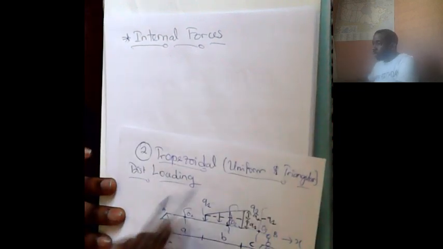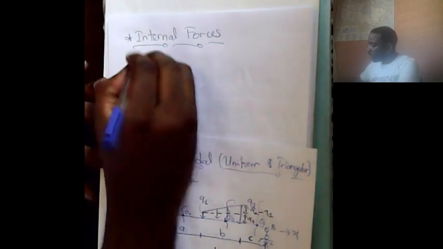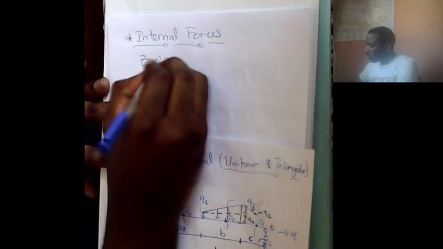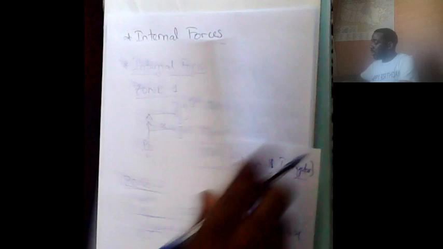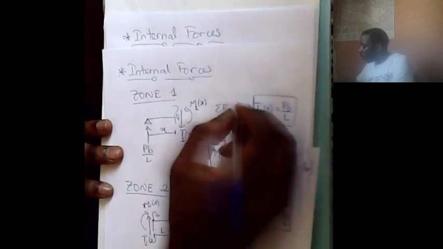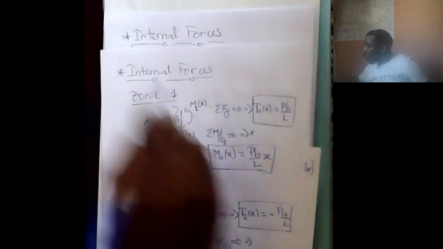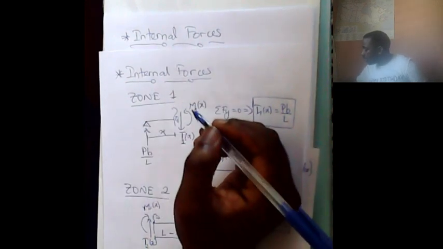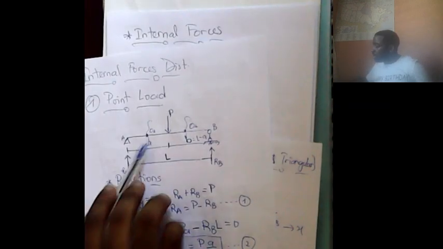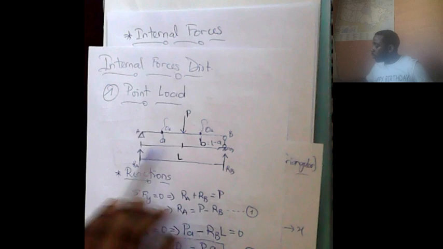Good, so to get the first zone, we'll have zone 1. When we're doing zone 1 here, I do not delimit where zone 1 starts and where it ends. Here, our zone 1 starts at the origin. It will be different for the other loads. So this is it, okay? It goes from 0 to A, right?